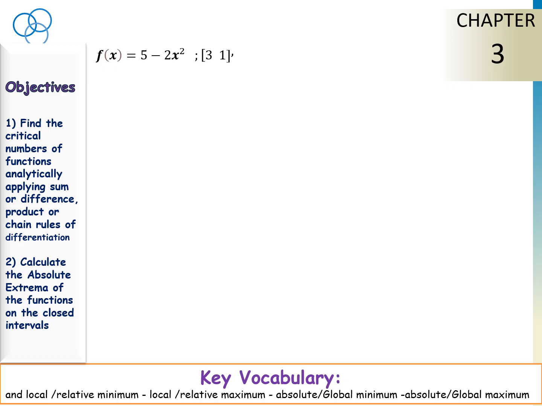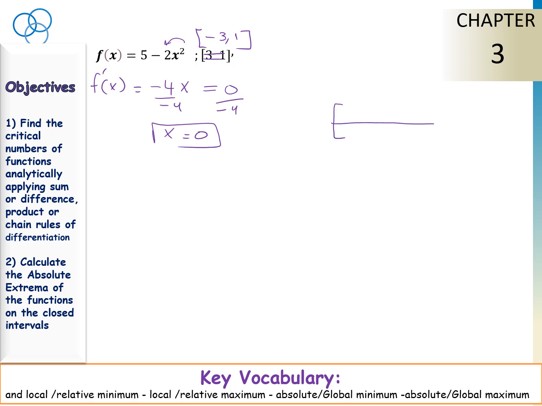Let's try to solve another question. 5 minus 2x square. The first step is to take the derivative. The derivative of 5 is 0. 2 times -2 is -4x. Set the equation equal to 0. Divide both sides by -4. So x equals 0. Now if you look, this is -3 to 1. This is the closed interval. If you look at the closed interval, -3 is the starting point, 1 is the last point, and the 0 comes in between. So what do you have to do now?